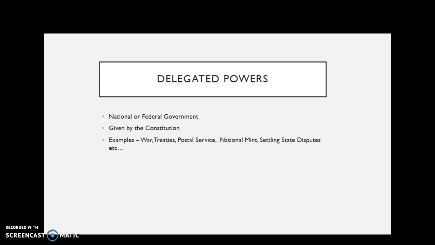And as it was originally set up, the powers are supposed to only be from the Constitution, and all other powers are reserved for the state, local government, and ultimately the people. Examples of these powers that are still in use today: war, treaties, the postal service, our national mint, settling disputes between states, weights and measures. All these are examples of things that the national government does by itself for the country and for the citizens.